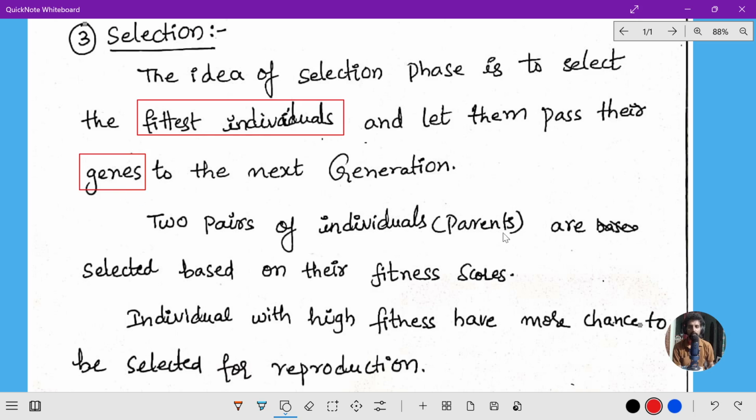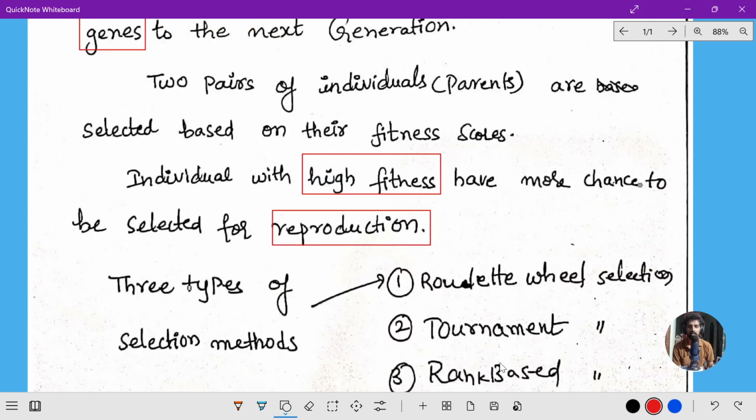Two pairs of individuals are selected based on their fitness score. So we'll select the two pairs of individuals based on the fitness score. An individual with high fitness has more chance to be selected for reproduction. So when we have high fitness, we are going to select for reproduction. So this is called selection.